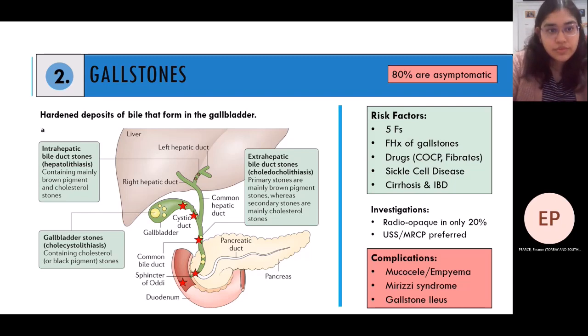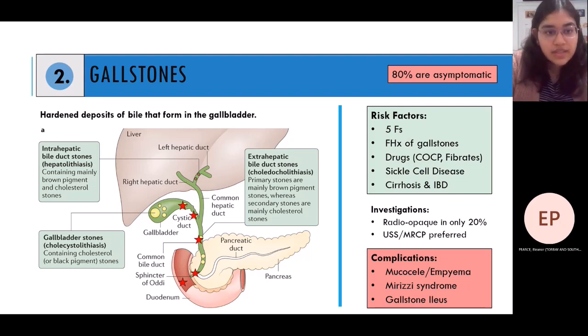So gallstones are essentially hardened bits of bile that form in the gallbladder. As you can see, they can form within the gallbladder. These are often asymptomatic unless they're extremely large stones, and they can also locate more at the neck of the gallbladder or in the cystic duct. I've put little stars on this picture to show where gallstones can obstruct.